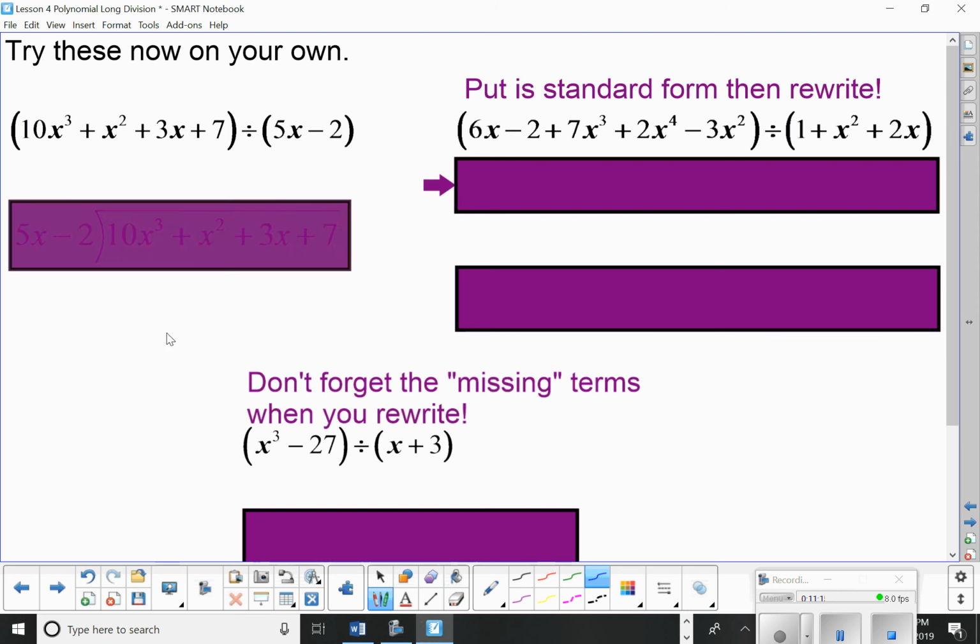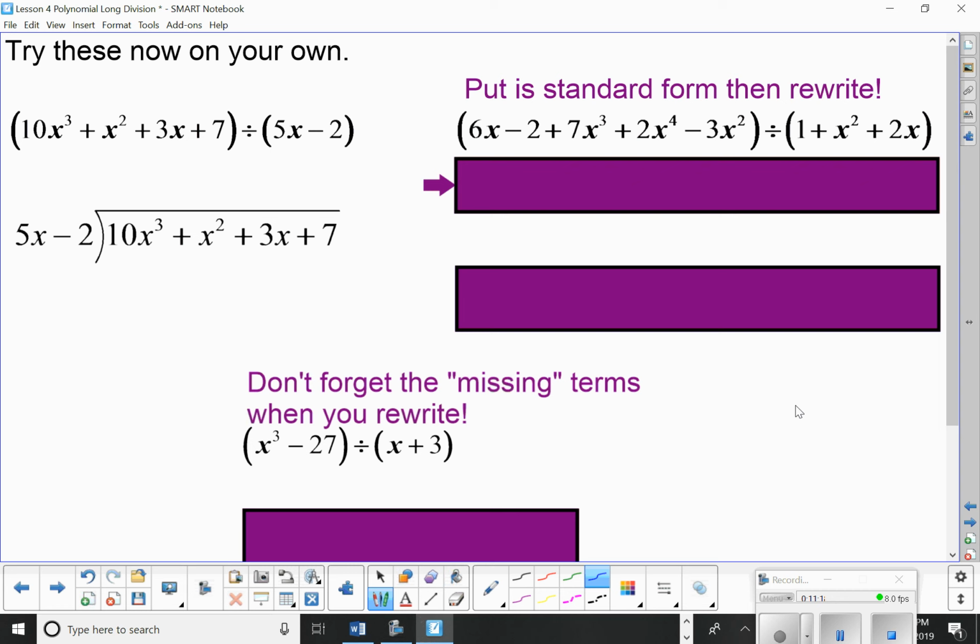Here, we have to rewrite it. Now notice in this case, everything's good, just had to rewrite. So, 5x goes into 10x cubed, 2x squared times. 2 times 5 is 10, get 10x cubed. 2x squared times negative 2 is minus 4x squared.